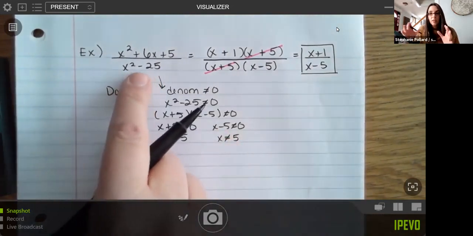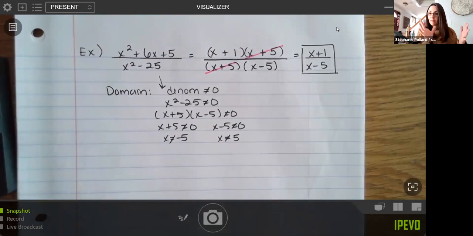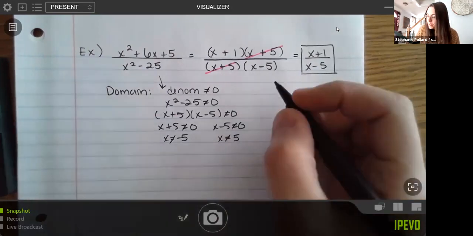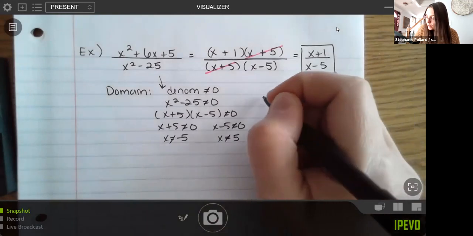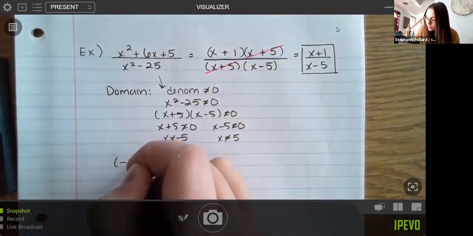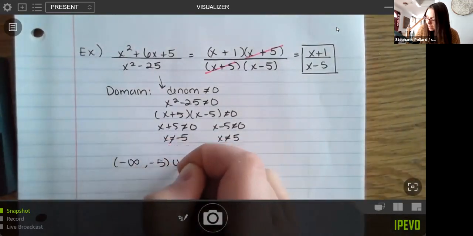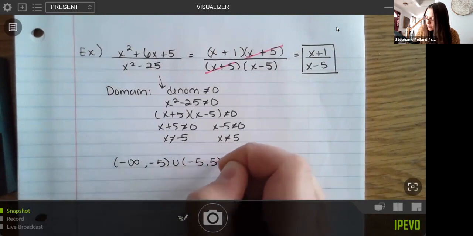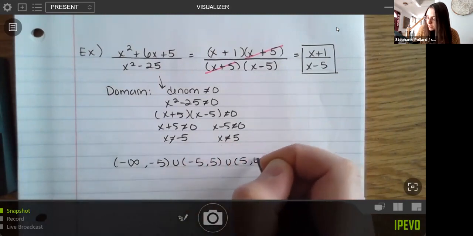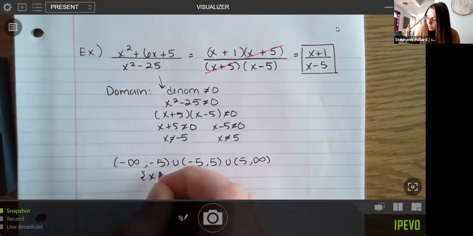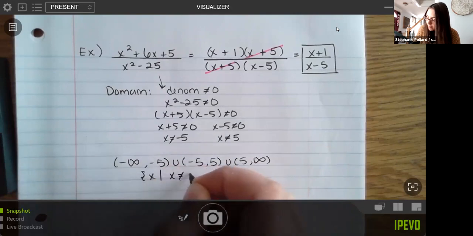With rationals, you need to consider the entire problem. So also look at the very beginning of the problem, and again, kind of also at the end to make sure you didn't create any new issues along the way when you were simplifying. So here we have two values to exclude. So it's going to go from -infinity to -5, -5 to +5, and +5 to infinity, or in set notation, you're excluding both -5 and 5.